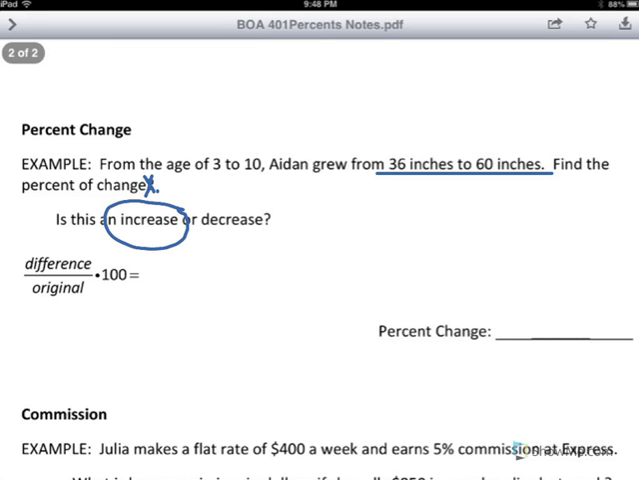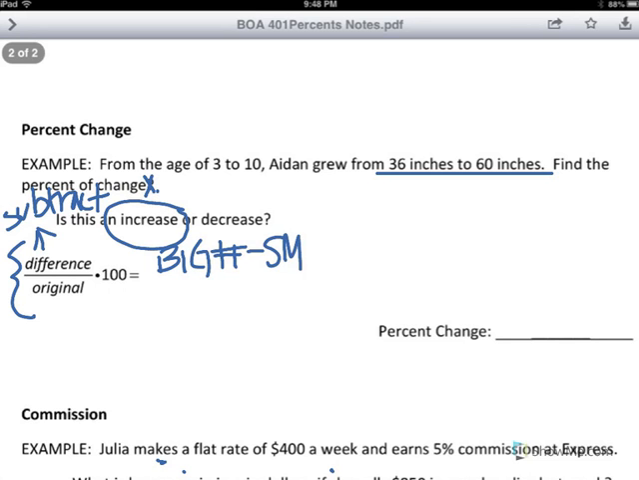When we're talking about this, we're always going to use this formula right here: difference over the original times 100. When we're talking about difference, if we remember from before, difference means subtraction. So we're going to subtract here. We're going to take the big number. I'd like you to write this down on your note sheet. Big number minus the small number.